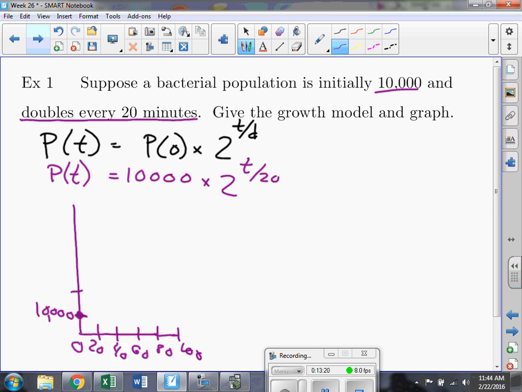20 minutes later, that population has doubled to 20,000. After another 20 minutes, it's doubled again, not up to 30, but when you double 20, you're at 40,000. When it doubles again, 50, 60, 70, 80, we're all the way up to here now. Here's our graph. We have the growth model and its graph.